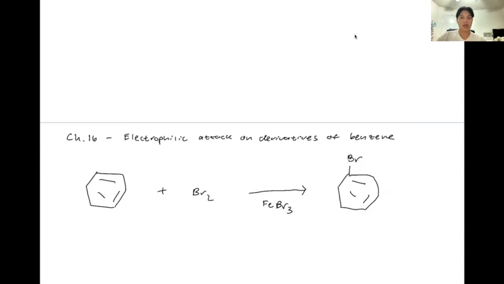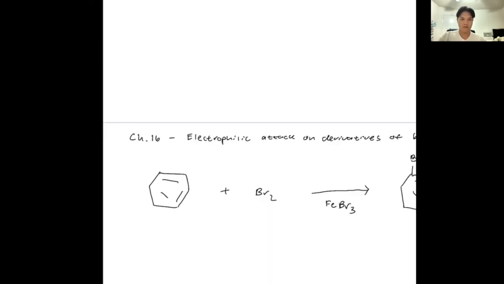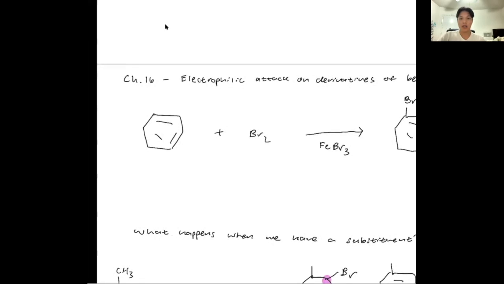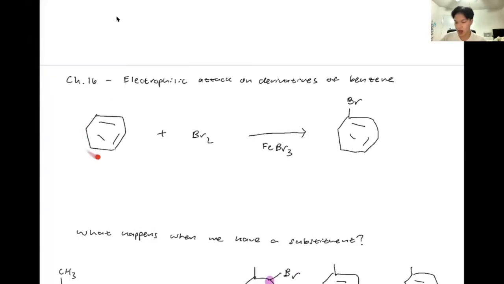But the main goal of this chapter is what happens if they're not all the same carbons? What happens if it's not just this benzene ring? What happens if it's a derivative of benzene, right? So something that is formed from benzene, or something that can be a benzene after it's reacted with something. And this is what we're going to be mainly talking about.